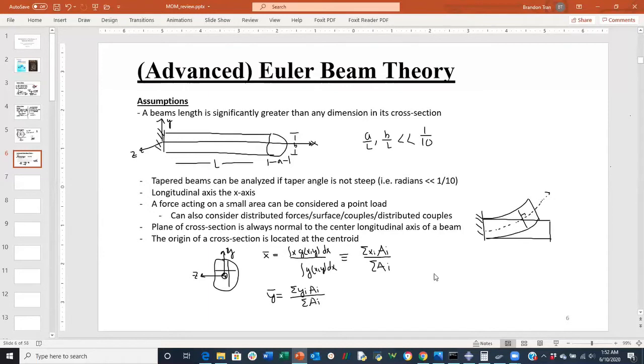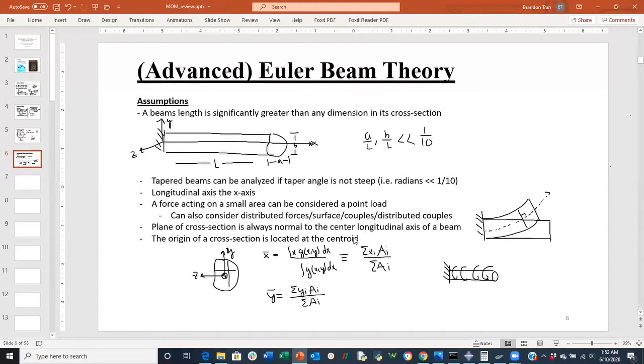So distributed loads, I need to just mention right now, distributed loads or distributed couplings, for example, look something like this. If you have a cantilever and a circular beam or bar, you'd probably take your hand and twist it. You would have a distributed moment like this about the longitudinal axis.